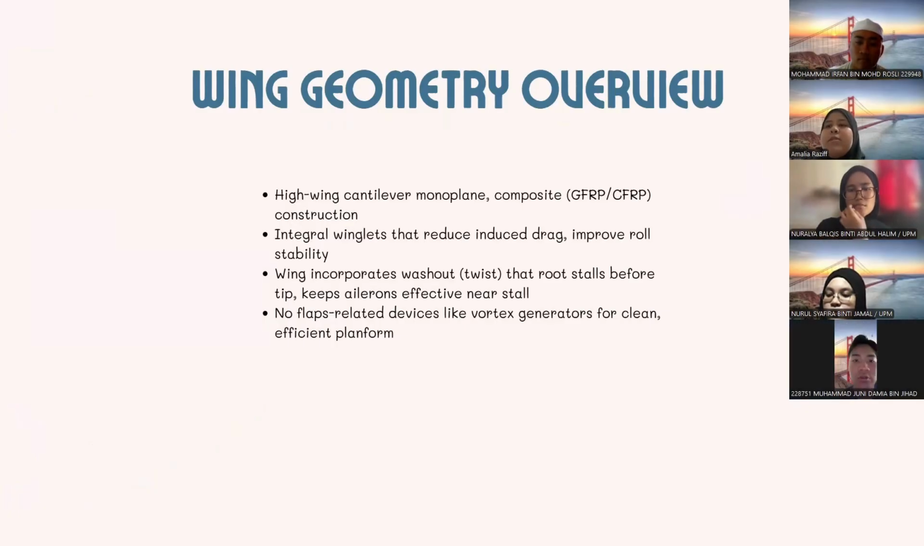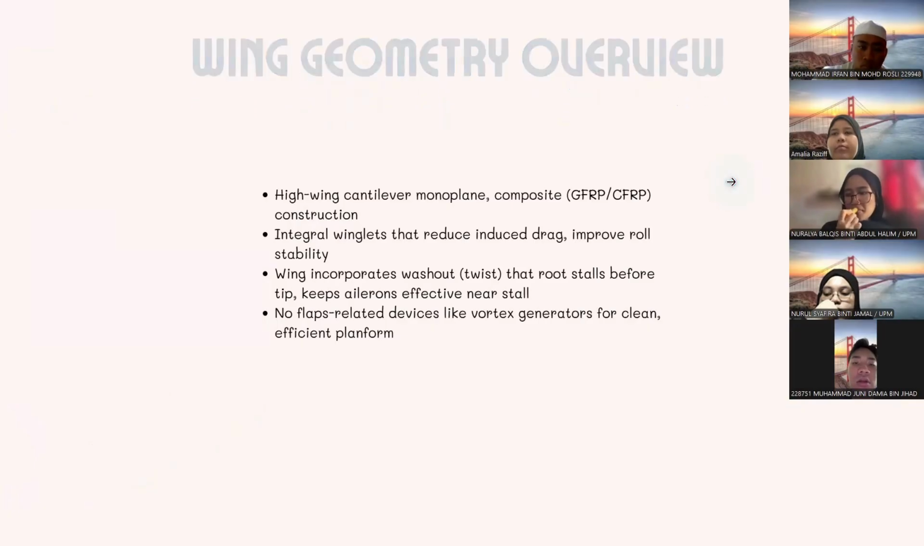So my name is Muhammad bin Jihad, reference number is 228751. So for the Astra AT-2 wing geometry, we use the DA20 as a reference. So it has a high wing composite construction with integral winglets that can reduce drag and improve roll stability. The wing also has washout, so the root stalls before the tip, keeping the ailerons effective near stall.